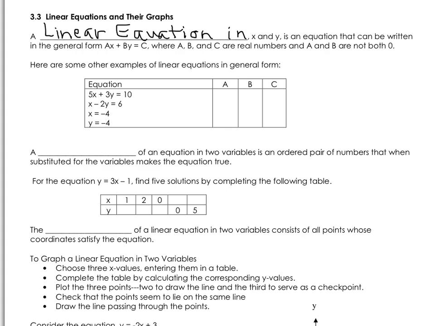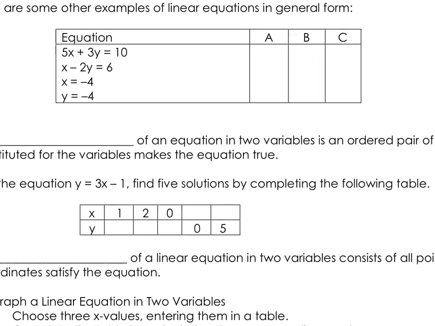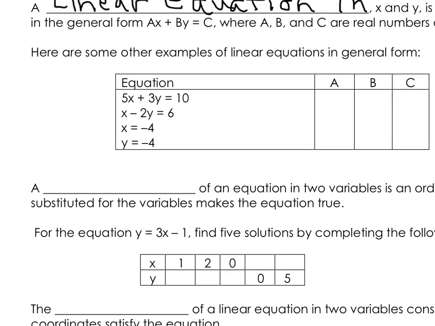Here are some examples of linear equations in general form. So that's our general form, ax plus by equals c. Whatever number is multiplied times x is our a value. Whatever value is multiplied times y is our b value, and c will be the number by itself. So in 5x plus 3y equals 10, a is 5, b is 3, and c is 10.